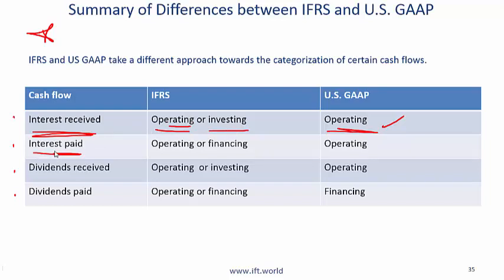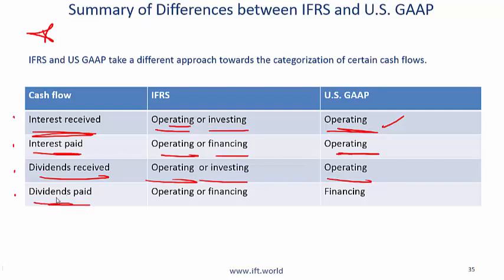Interest paid, on the other hand, means that you've issued a bond and you are paying interest. Is that operating or is that financing? It's definitely not investing, right? So IFRS says that you pick one. US GAAP again says the rule is that this is operating. Dividends received. This is the same logic as interest received. So you can classify under IFRS as operating or investing. Under US GAAP, you have to classify as operating.